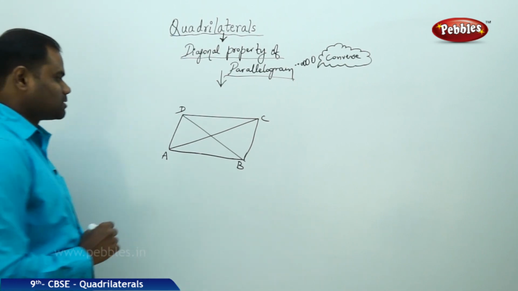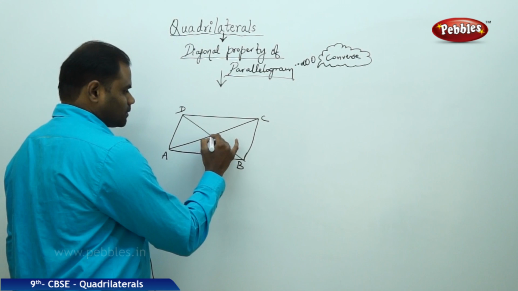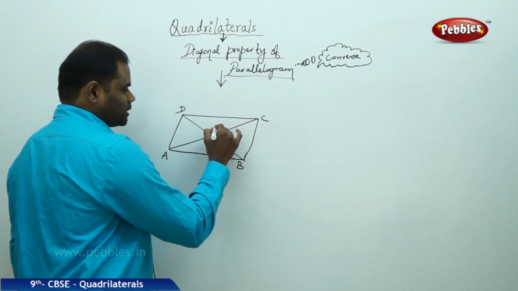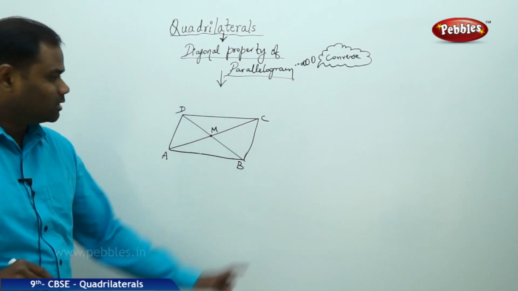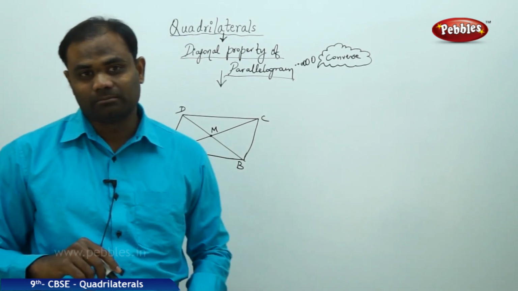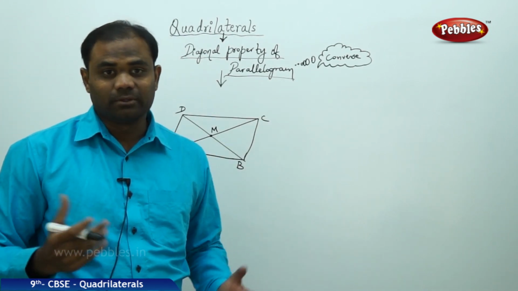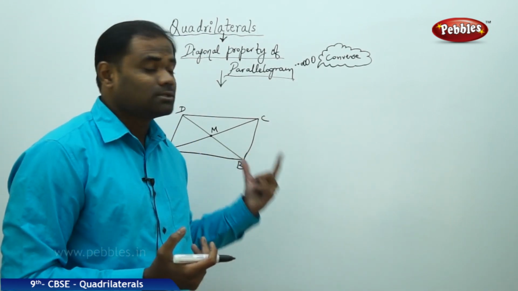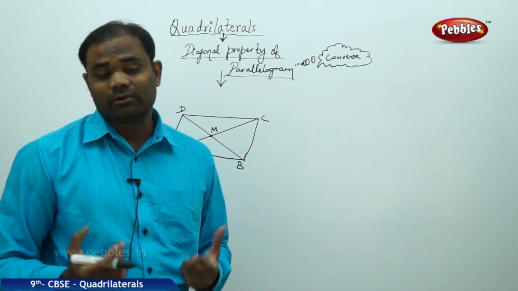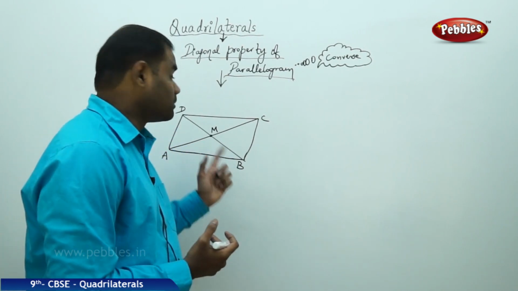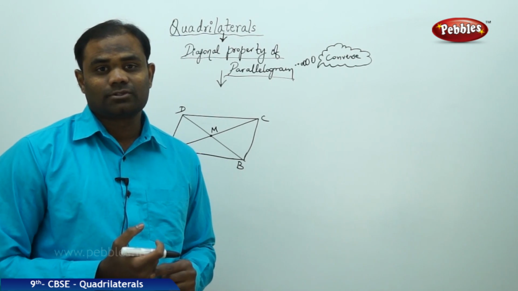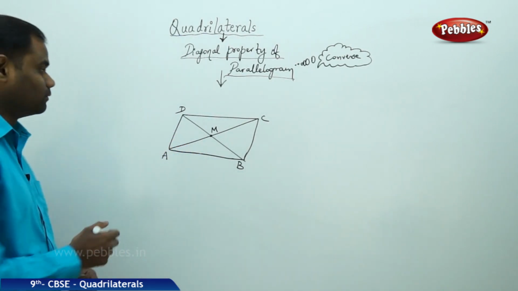Now, if the diagonals bisect, that is, if the diagonals meet at the common midpoint, then will this shape be a parallelogram? Yes, it will be. That is, the converse holds for a quadrilateral where the diagonals bisect each other. So let's see the statement of the converse.